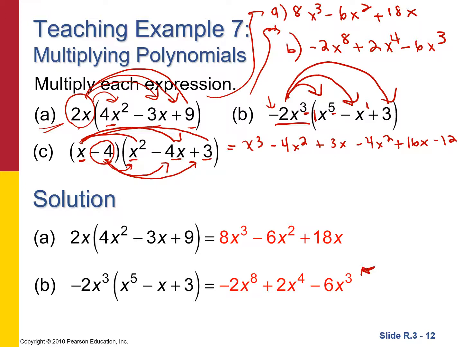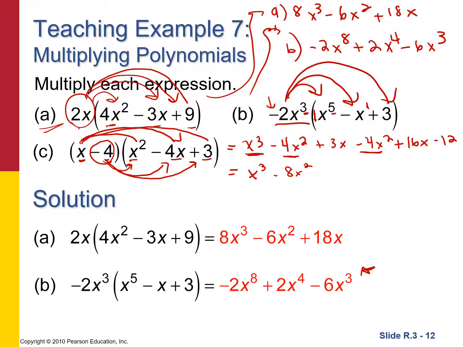All right, so let's look for like terms. There is no other x cubed term, right? So that's by itself. So we're going to keep that here, x cubed. So there's a minus 4x squared and a minus 4x squared. So minus 4 and minus 4 becomes minus 8x squared. So notice when we're multiplying, the exponents change. When we're adding, the exponents stay the same.